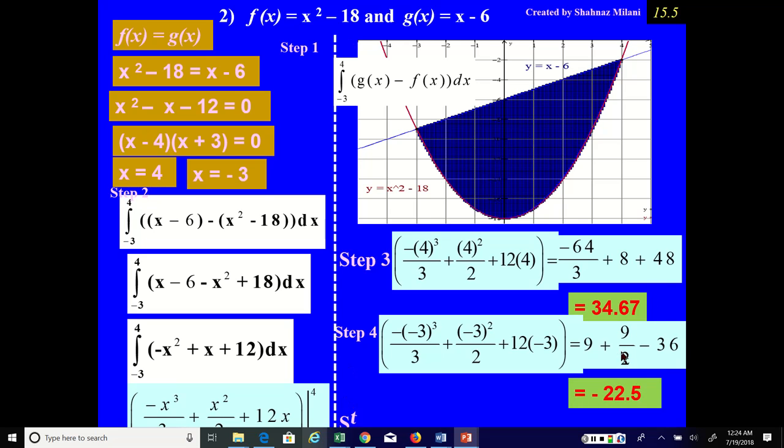Then subtract these two from each other and combine the like terms, which my answer from here is going to be 34.67 minus 22.5, and that is going to be 57.47. That's going to be my answer.